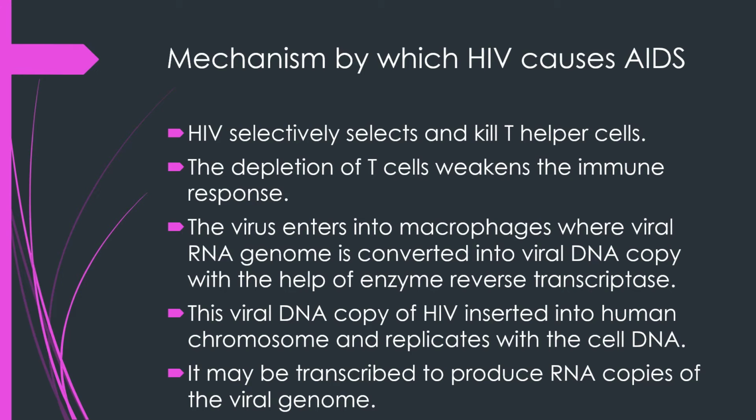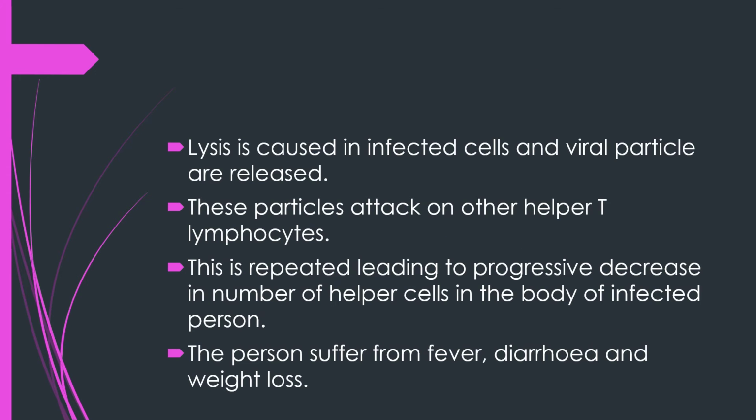So this way, first of all, this virus forms DNA from the RNA, and this viral DNA copy is inserted or linked into the human chromosome and replicates along with it inside the cell. It may also be transcribed to produce RNA copies of the viral genome. This is the way it attacks, invades and multiplies.